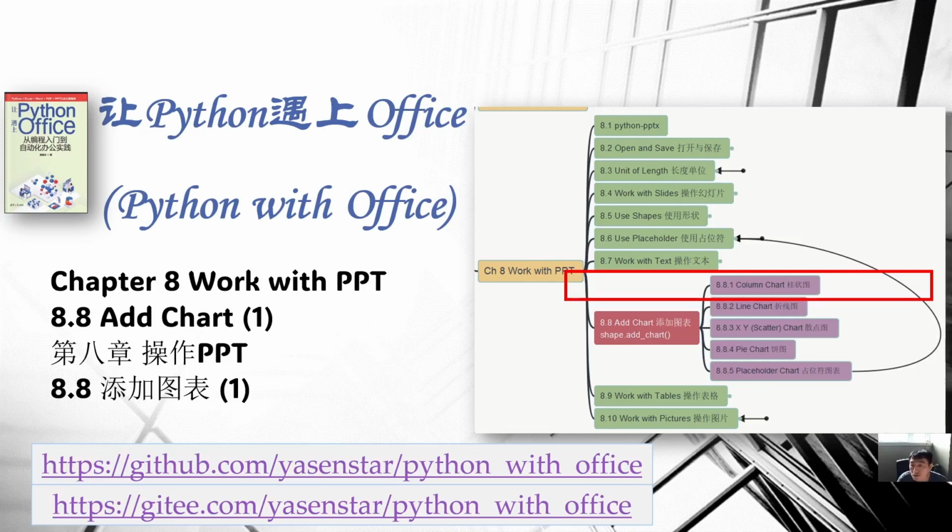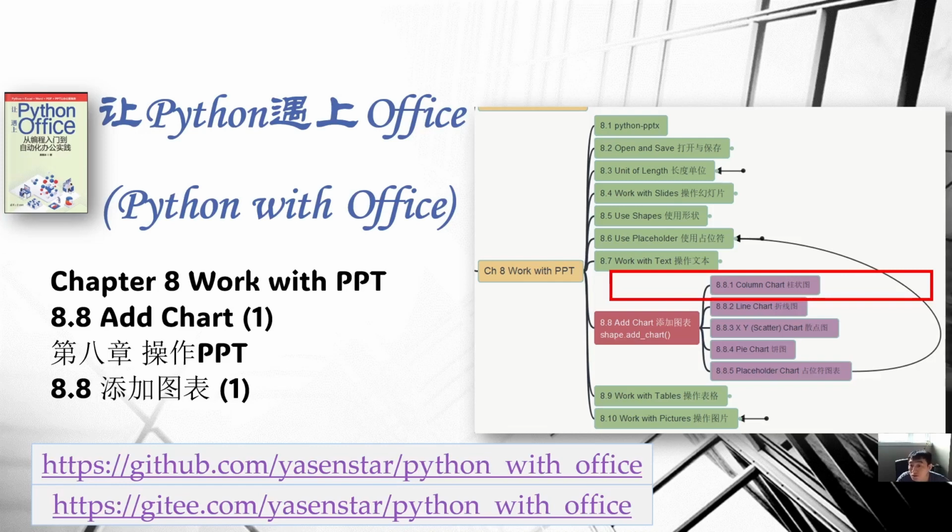how to handle the input parameters for those charts. And in the next video, we possibly can finish the line chart plus the scatter chart. And we will have another video to talk about pie chart and placeholder chart. So then I hope you can select those typical chart types.